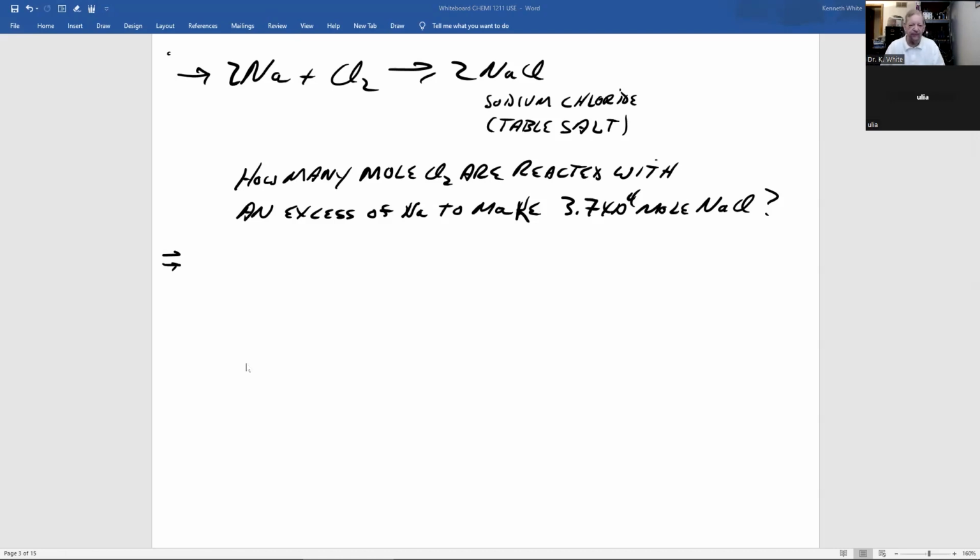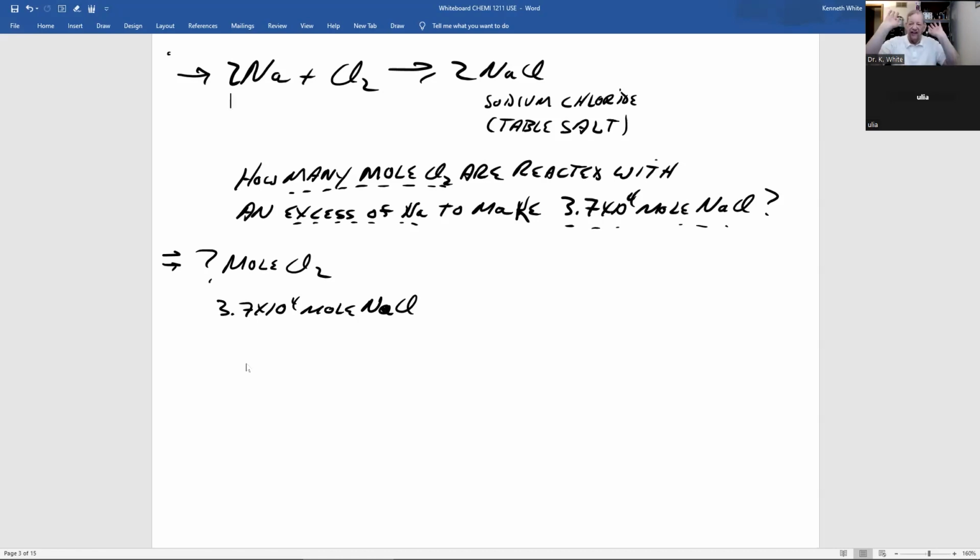And it's my turn. We're asked to find how many moles of Cl2, chlorine gas. What are we given? Well, we're trying to make 3.7 times 10 to the fourth moles of sodium chloride. Notice when you see excess of something, you can just ignore it. Ignore it. I don't need to think about you.